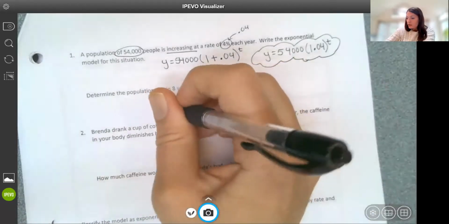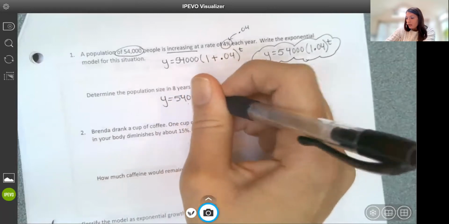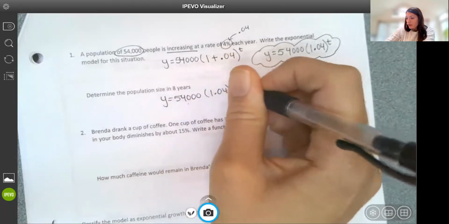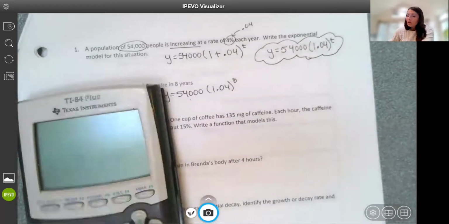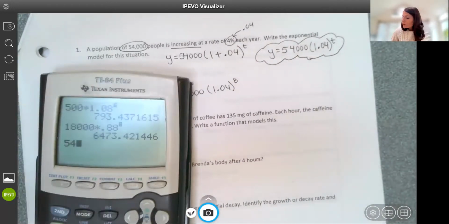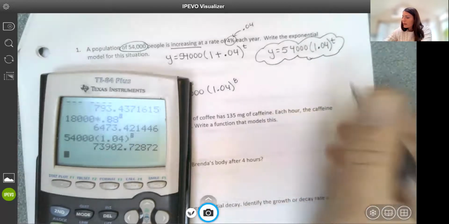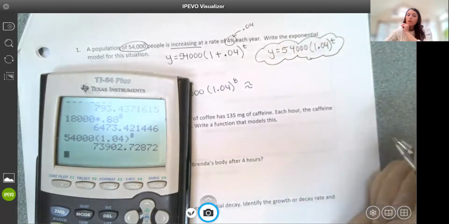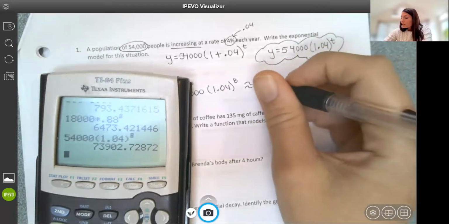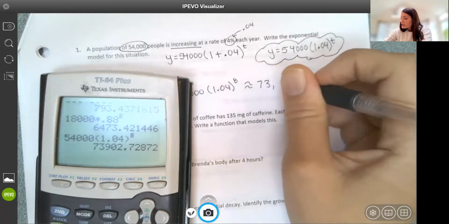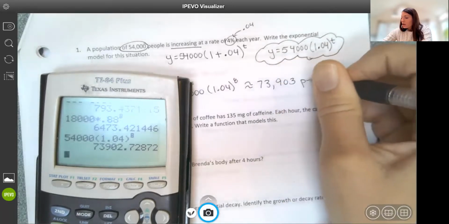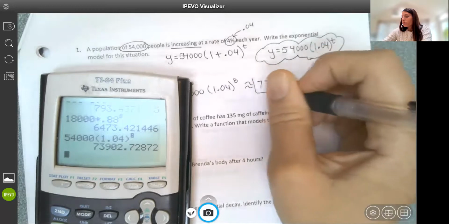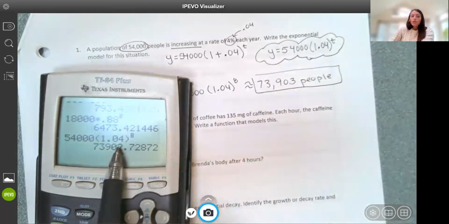Then I'm going to use this to determine something using my model. So 8 years means I'm just going to plug in 8 for t. I'm going to use a calculator to do that. So 54,000, going at a rate of 1.04 to the 8th power, that in 8 years, and we're going to approximate here. So we're people, so I'm just going to go to the nearest whole number. So approximately 73,903 people. Okay, rounding to the nearest whole person.